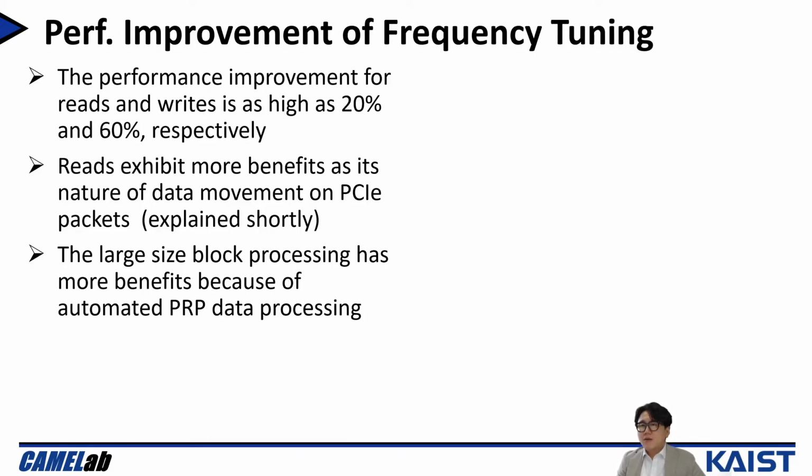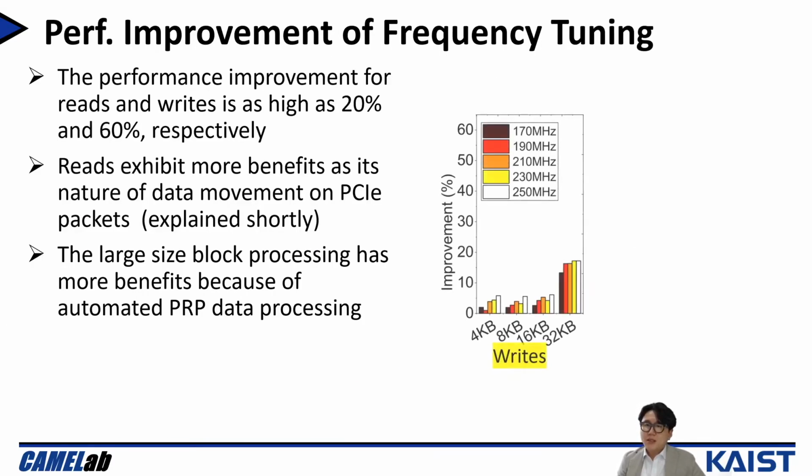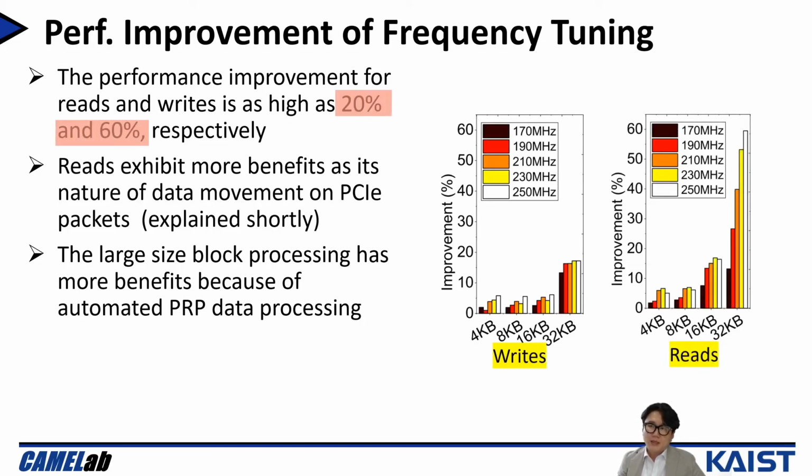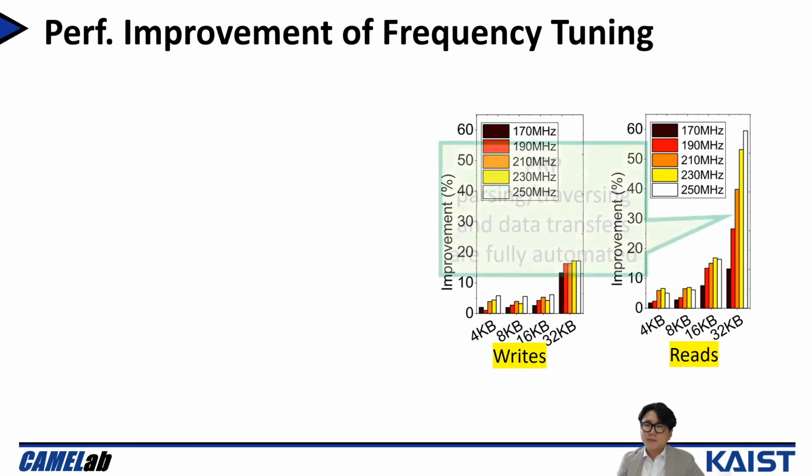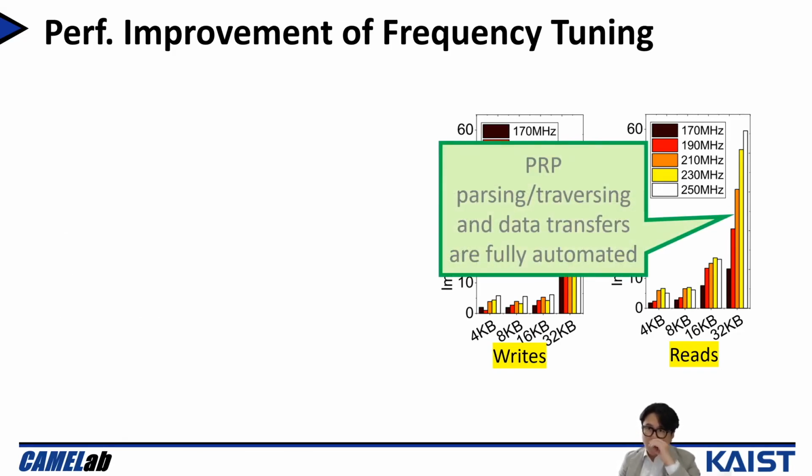As a result of our frequency tuning, the performance is improved from 20% to 60% from the usual level observation. There are two insights that we can see from this analysis. The first, reads exhibit more performance enhancement because of the dual simplex nature of PCIe. Second, larger-size block processing is more beneficial thanks to the hardware automation.